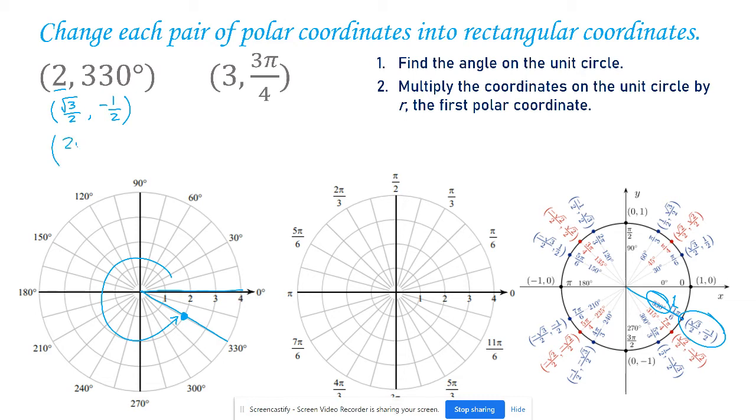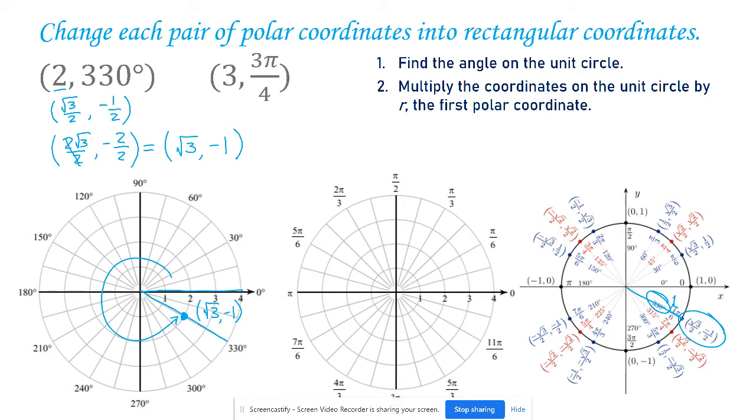So it's going to become 2 square root of 3 over 2 and -2 over 2. Now we can simplify these because these 2's are going to cancel each other out. We're going to end up with square root of 3. And a -2 over 2 is going to be -1. So the xy coordinates of this point would be square root of 3, -1. So what you do is you find that angle, you find the coordinates on the unit circle, and then you just multiply by r, by that first coordinate.